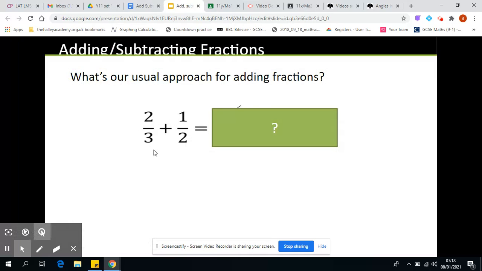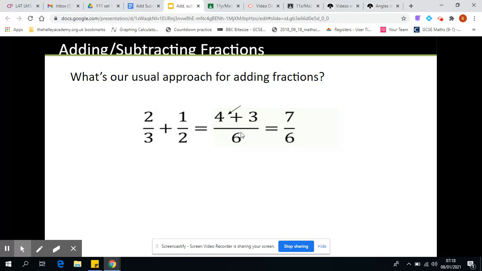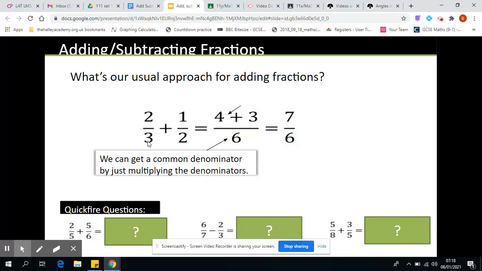Before we add or subtract algebraic fractions, let's look at how we add fractions. As you may know, we can add or subtract fractions by making the denominator the same. So in this case, we'll be multiplying it by 2, and as you know, we would multiply this fraction by 3 to get equivalent fractions, which are further added together to get 7/6.